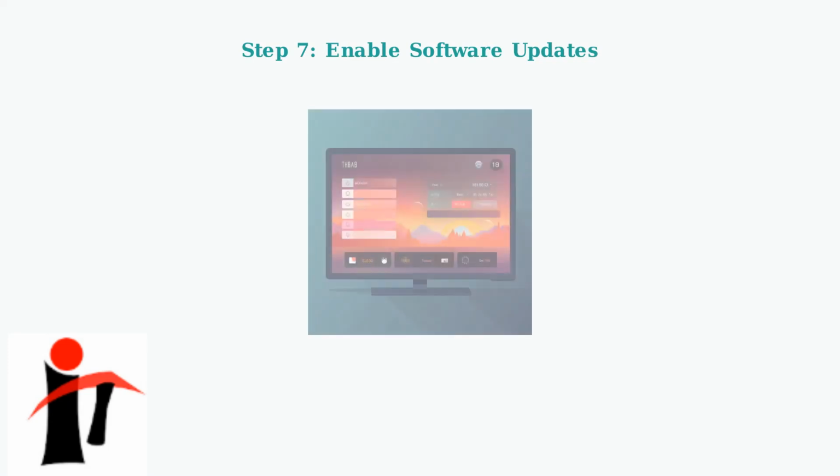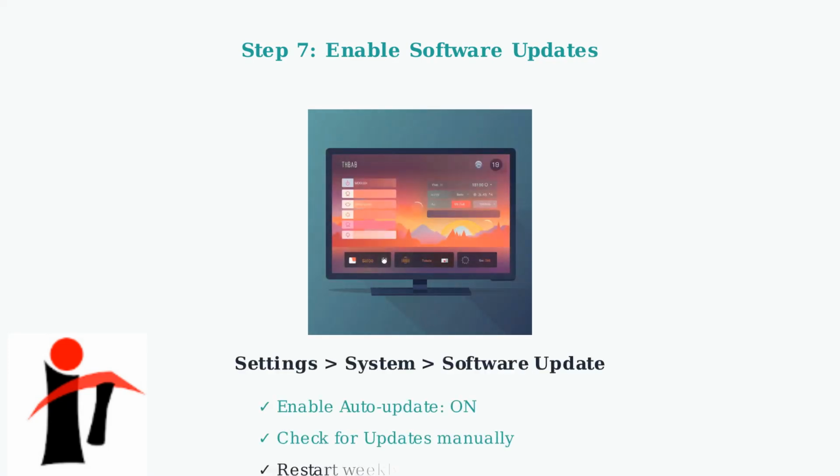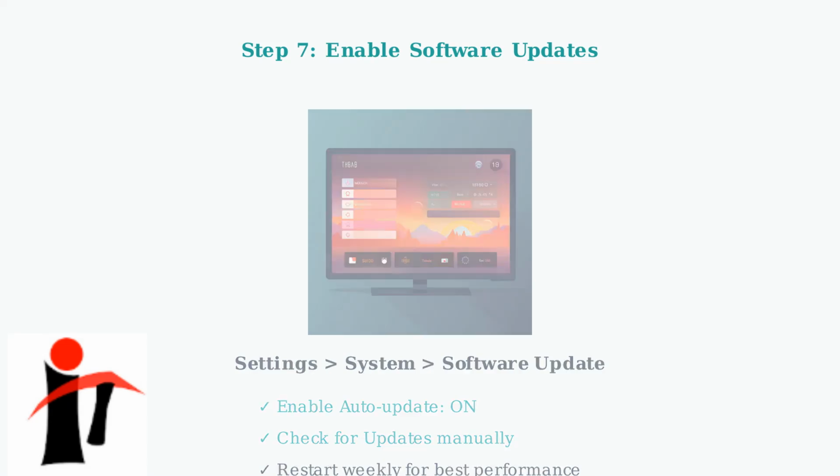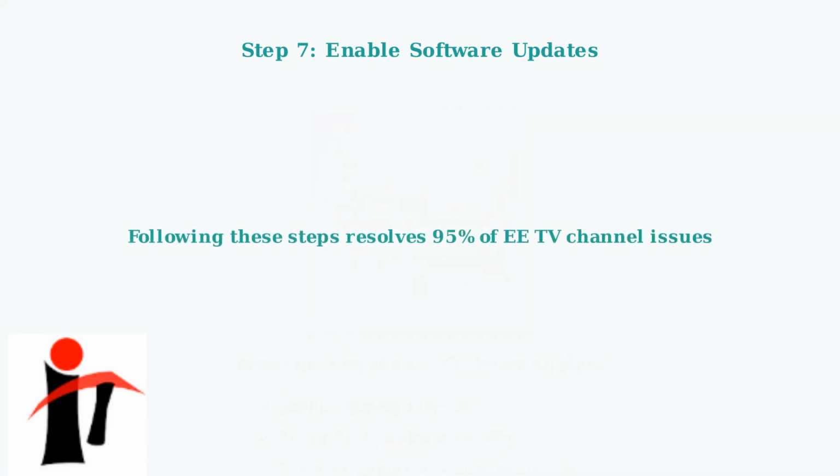Finally, ensure your EE-TV box has the latest software. Enable automatic updates in Settings, System, Software Update, and turn Auto Update on. You can also manually check for updates to ensure optimal performance.